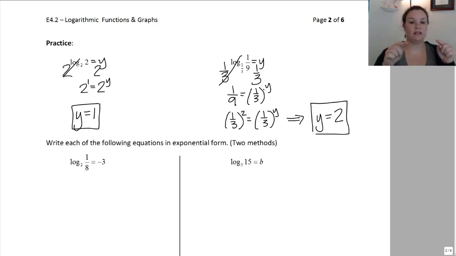If you moved the 3 and the 9 to the top and had negative exponents and all that and broke it down further, that's completely fine. You should get the same answer.